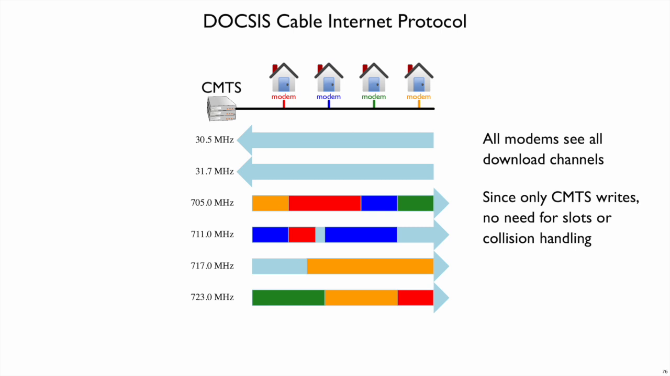On the download side, the CMTS is fully in control. It's the only one writing on the download side, so there's not much negotiation to be done. It can allocate the frames to those channels as it sees fit. Every modem at all the houses is on the same wire, so they're all going to see the same frames, just like original Ethernet, where all the nodes were on the same wire, and they can pay attention to the address in that frame to see whether they should use the frame or discard it.